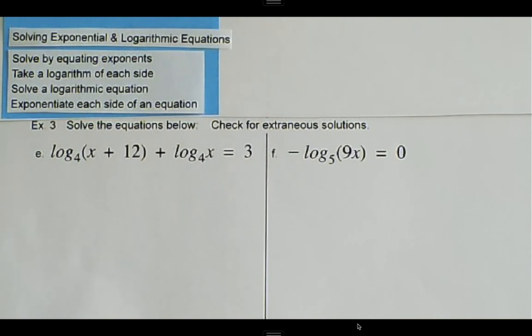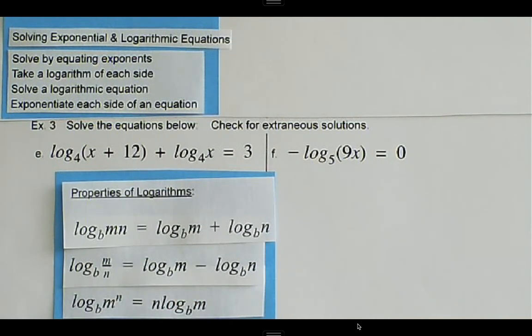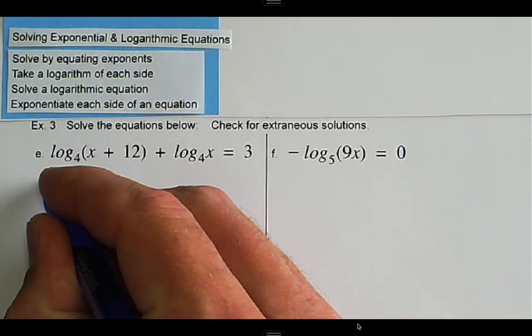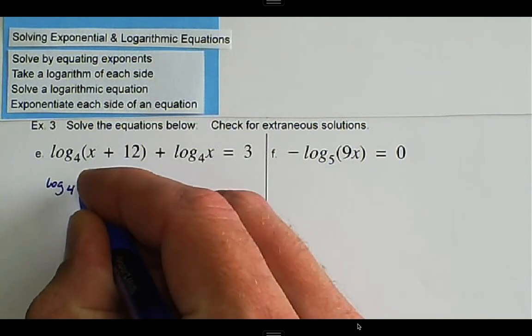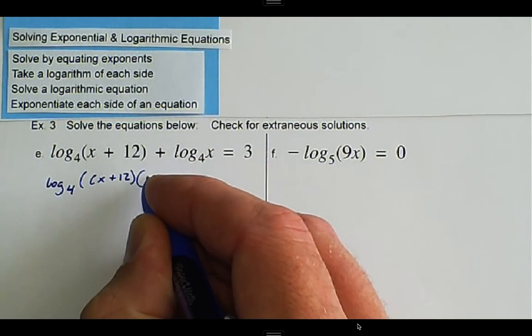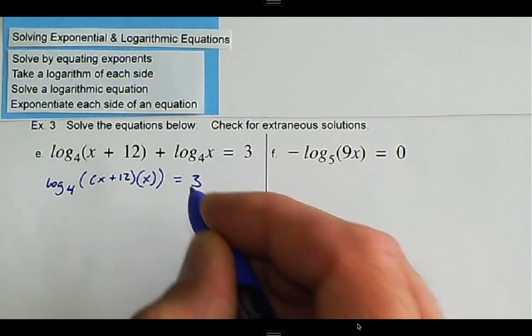We're talking about solving exponential and logarithmic equations, and we want to solve logarithmic equations by exponentiating both sides of the equation. This one on the left here, first thing we want to do is use our properties of logs. We have a log base 4 and a log base 4, so we can combine those together into one log using multiplication. So we have the log base 4 of x plus 12 multiplied by x, and that is equal to 3.